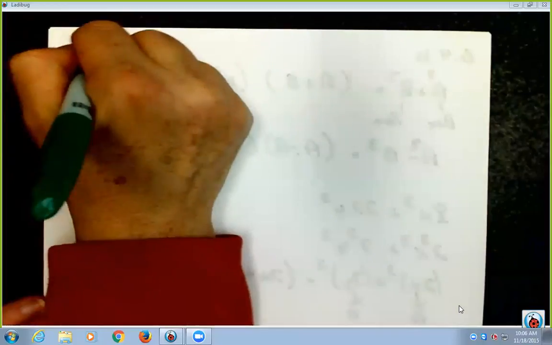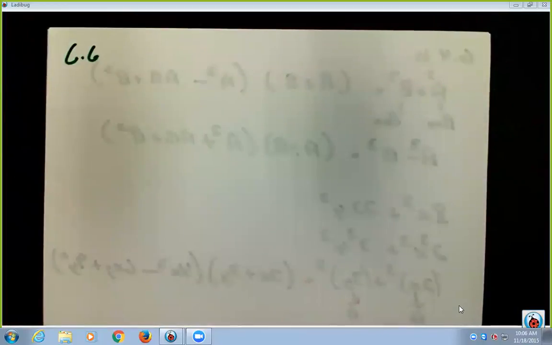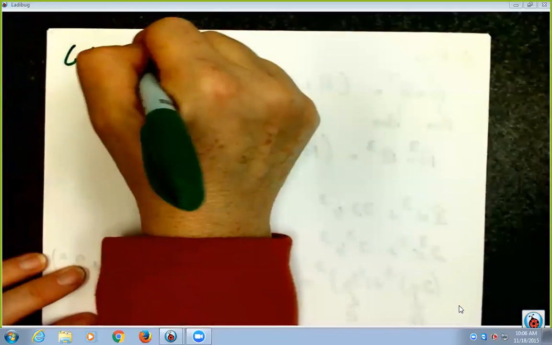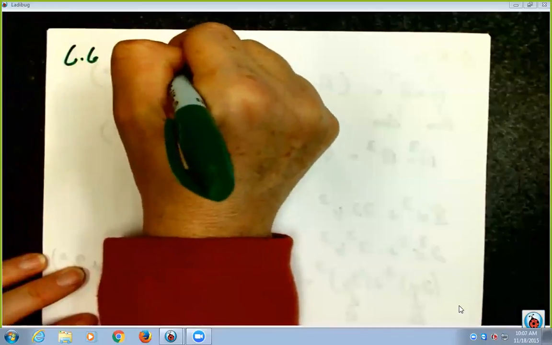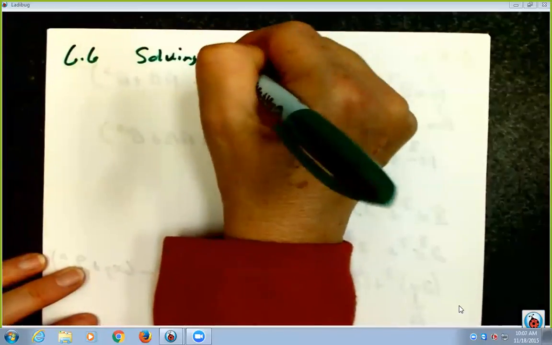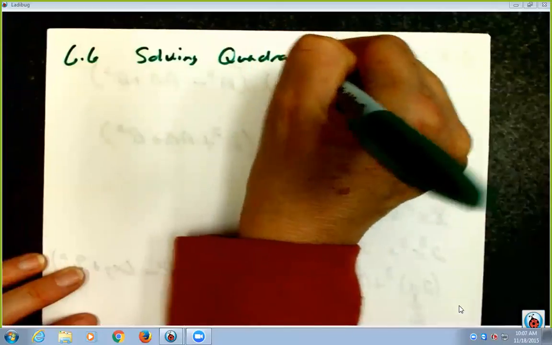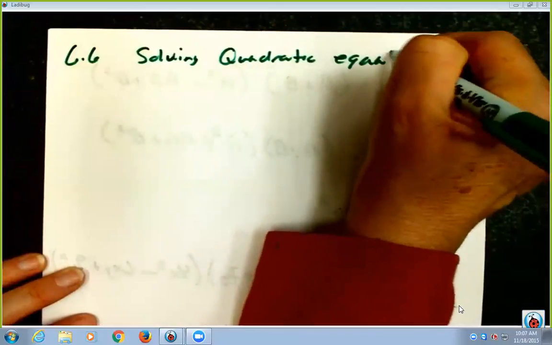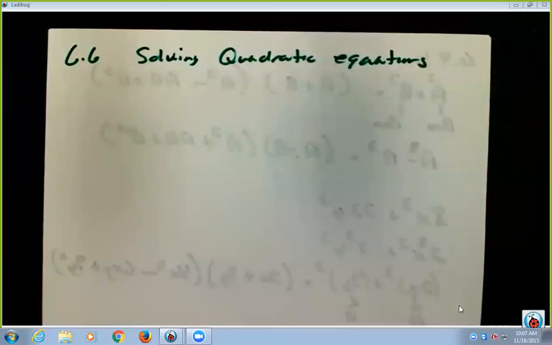The last section, the 6.6, is taking a look at solving quadratic equations. Everything up to this point has been expressions, because all we've been doing with it is factoring it and pulling it apart and coming up with what our values would be for it. And so we've kind of broken it apart and come up with those.